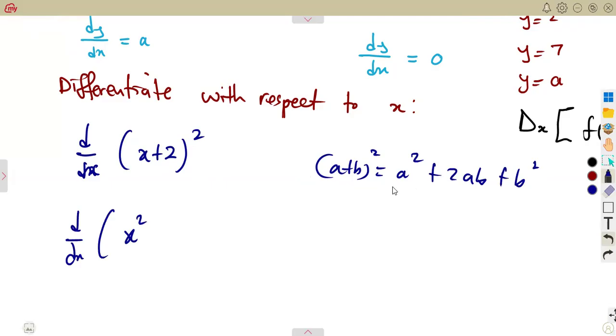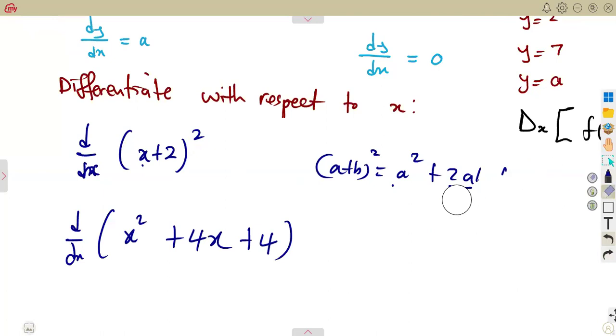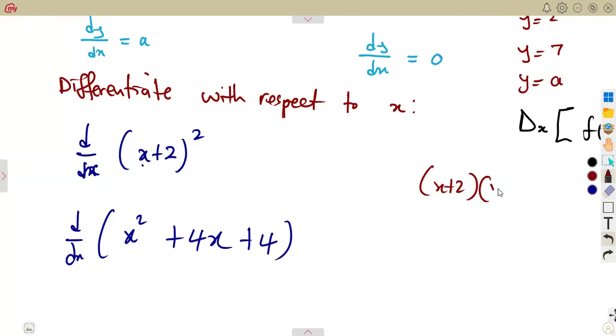So this will be x squared, the first term. 2 times a times b, that's 2 times x times a 2. So 2 times 2, that will be 4x. So meaning to say we're going to have 4x in place of 2ab plus b squared. Our b is the last term, that is 2 squared, which is a 4. So that's plus a 4. So there we are just expanding our brackets. Yes, we can just open 2 brackets if you are used to that. This is same as x plus 2 into x plus 2. You expand as usual. Guys, you are used to that. You can expand. After that, differentiate.